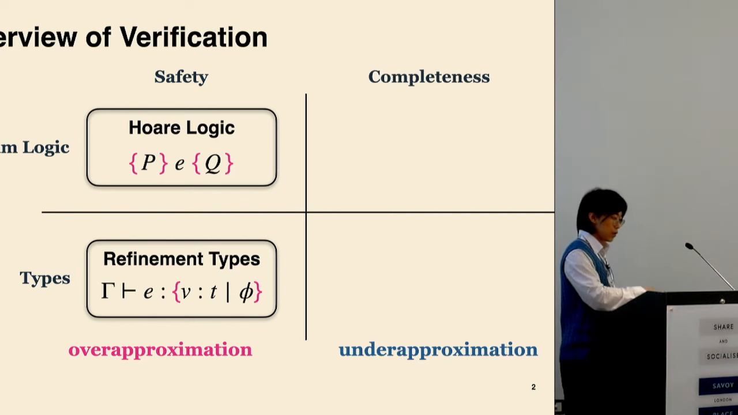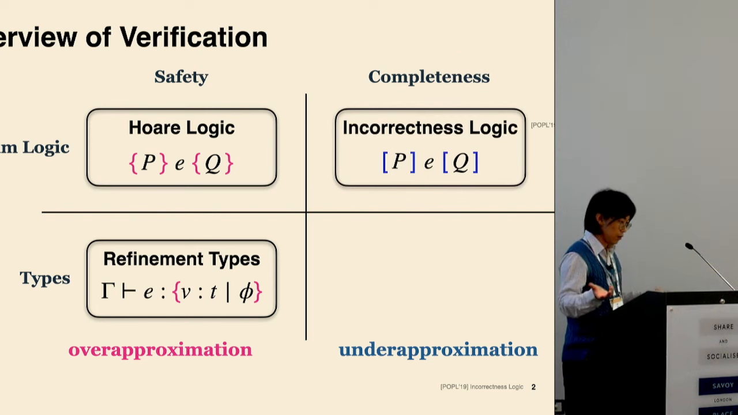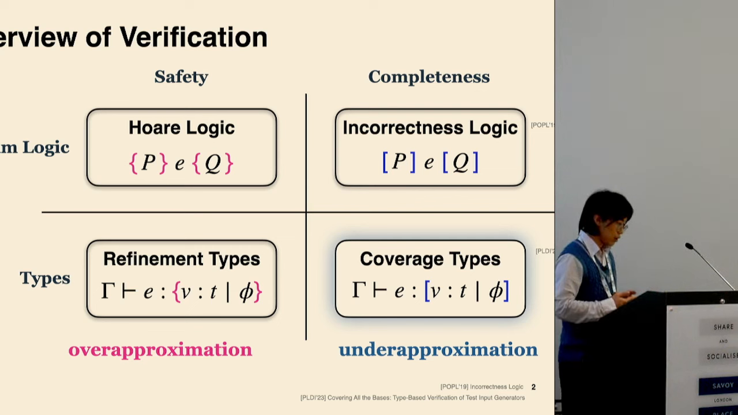But if we shift from the safety verification into the completeness verification, and we also go from the over-approximation to the under-approximation, Peter here introduced the Incorrectness Logic, and recently we introduced the coverage type in the world of the functional language and types as an analog to do the under-approximation reasoning. It was published in PLDI last year.